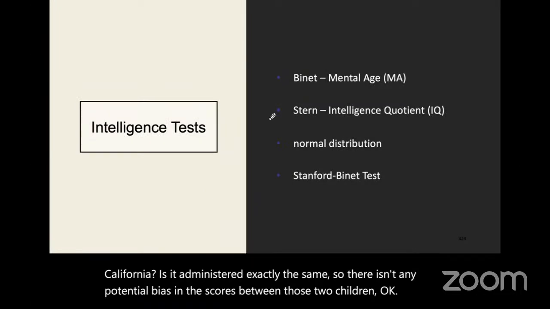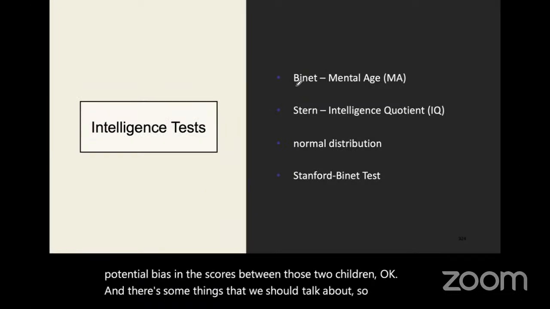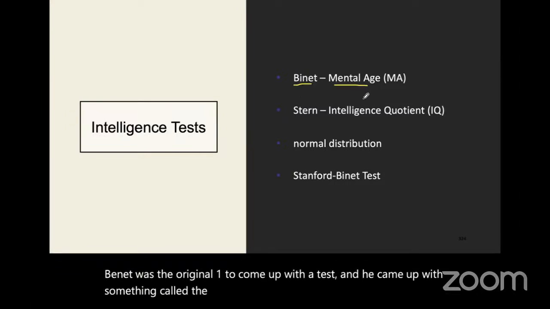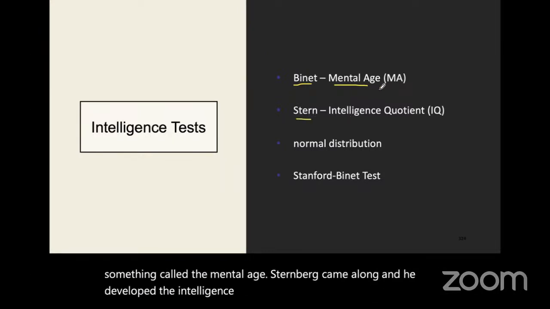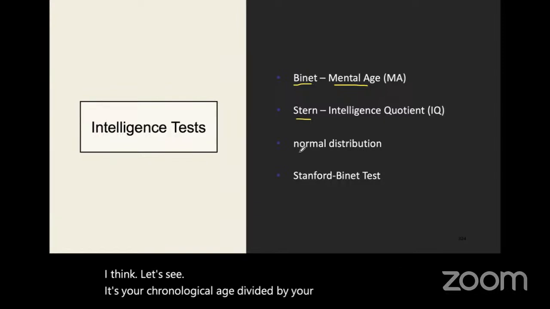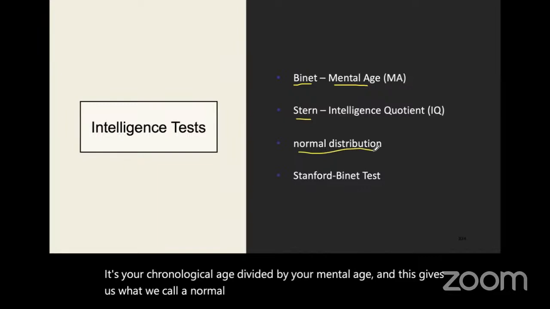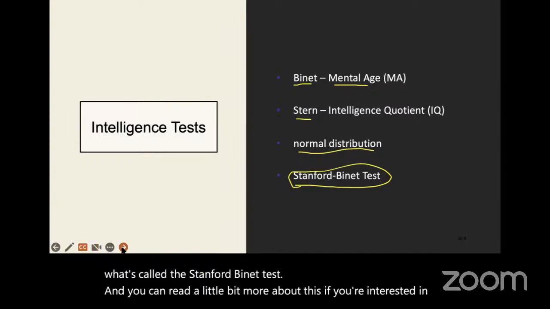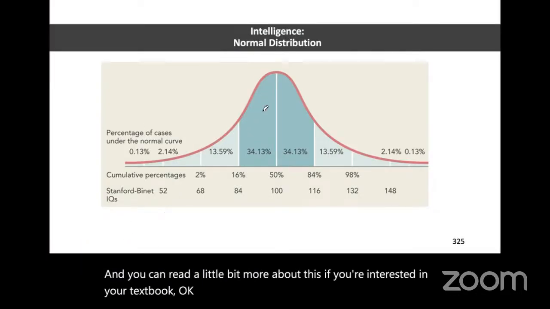There are some things we should talk about. Binet was the original one to come up with a test, and he came up with something called the mental age. Sternberg came along and developed the intelligence quotient, I think, your chronological age divided by your mental age. This gives us what we call a normal distribution, and this combined to give us the Stanford-Binet test. You can read a little more about this in your textbook. And this is the normal distribution.